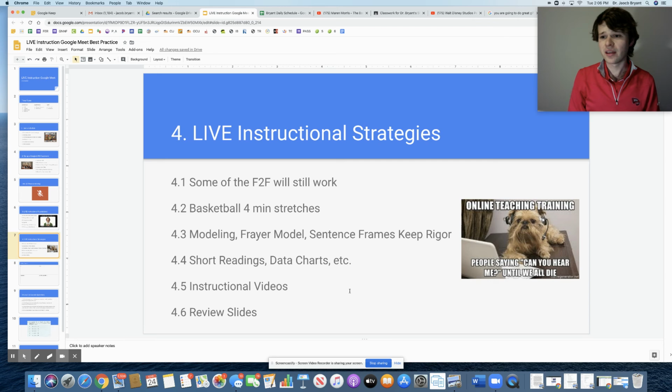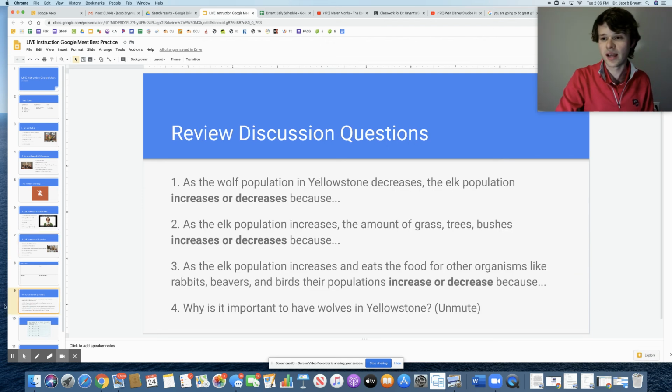But again, a lot of the instruction strategies that you can use in the classroom are still very versatile and can be reused in the online world. You're just going to have to think about how you would adapt them. And then the other one would be sentence frames. These are really good for the online classroom.